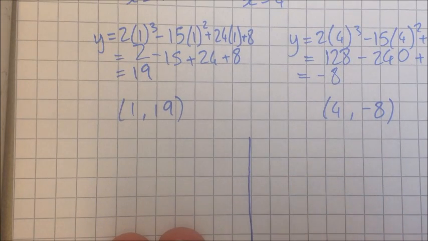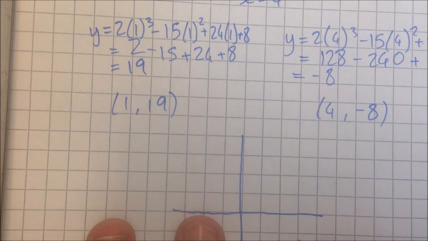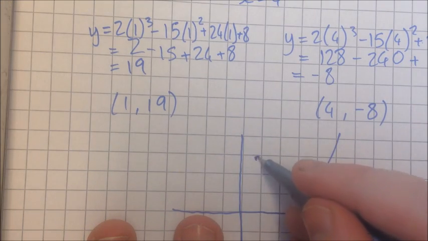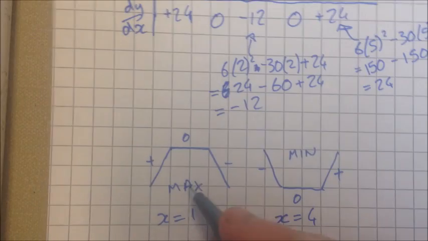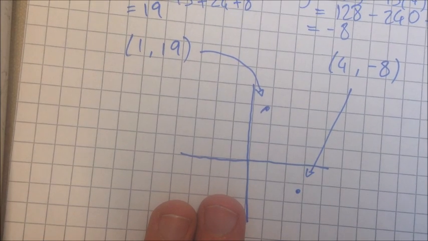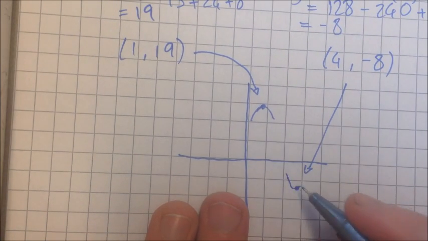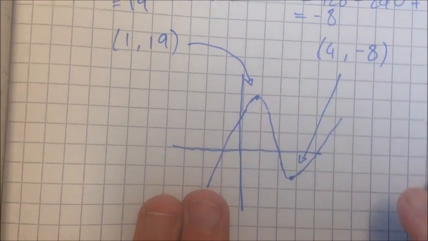Right, let's draw this then. So you've got these two bits, 4, negative 8, that's going to be down there somewhere. And this one here, 1, 19, that's going to be up here somewhere. And that's going to be the maximum, and the other one's going to be the minimum. So it's going to go through like that, and like that. Something like that, I reckon.